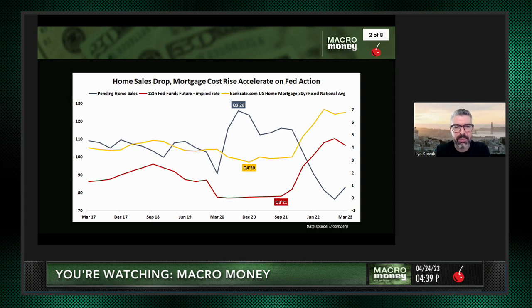The red line there, by the way, is not just immediate Fed rates, but the 12-month view forward. So this is where do Fed funds futures expect the Fed's target rate to be one year forward from any given time. And these are, of course, quarterly charts, as you can tell by the labeling.